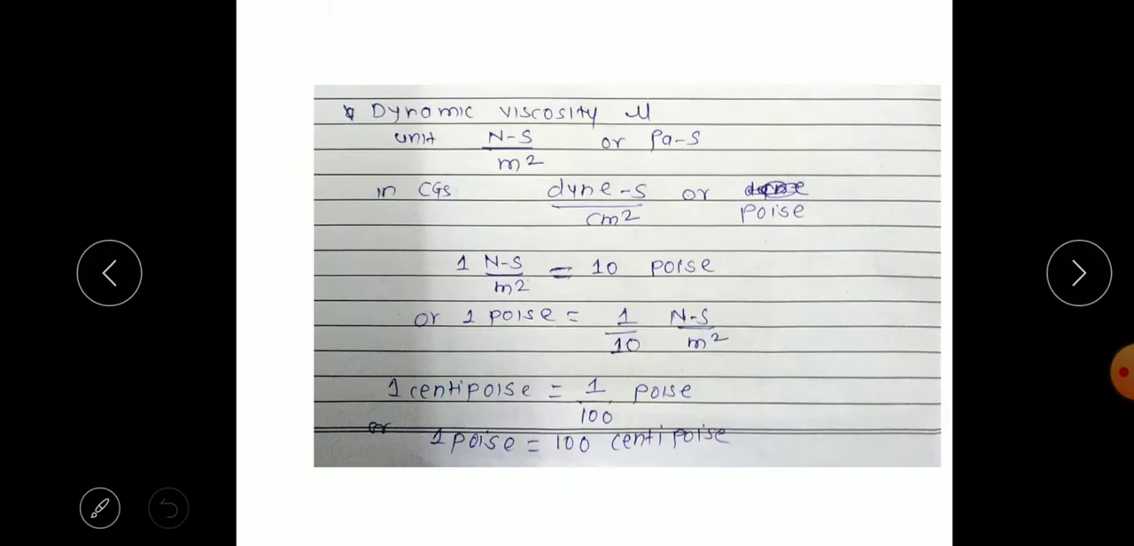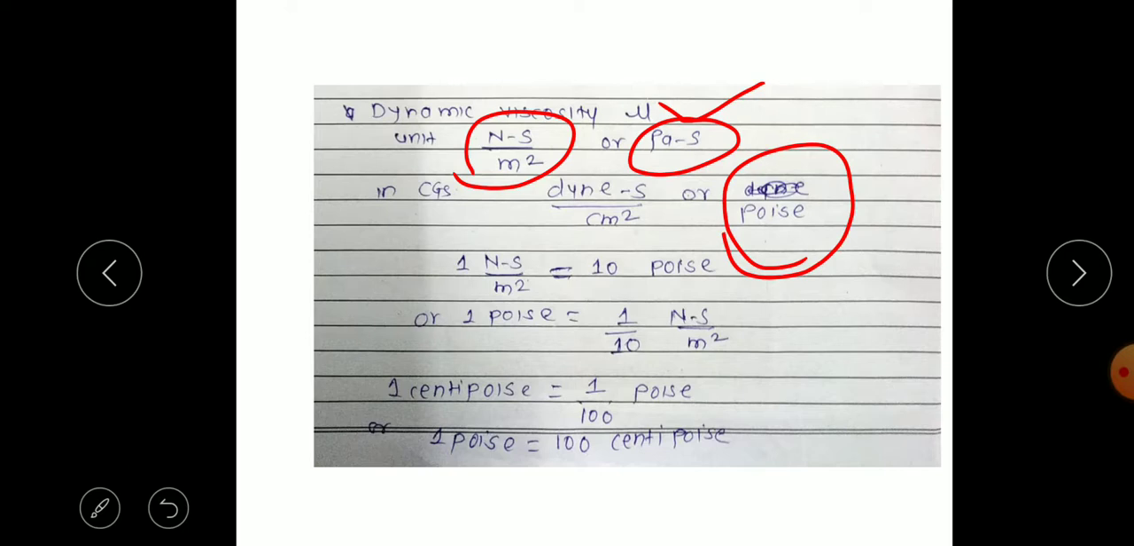One more property we have considered is the viscosity. Viscosity is the resistance to the flow. One layer offers resistance to the movement of the flow, that is why we have considered viscosity. Dynamic viscosity is denoted by mu, and its unit is Newton second per meter square, or Newton per meter square is Pascal, so another unit is Pascal second. But we can also use another, smaller unit of the viscosity, that is poise, which is in dyne second per centimeter square.